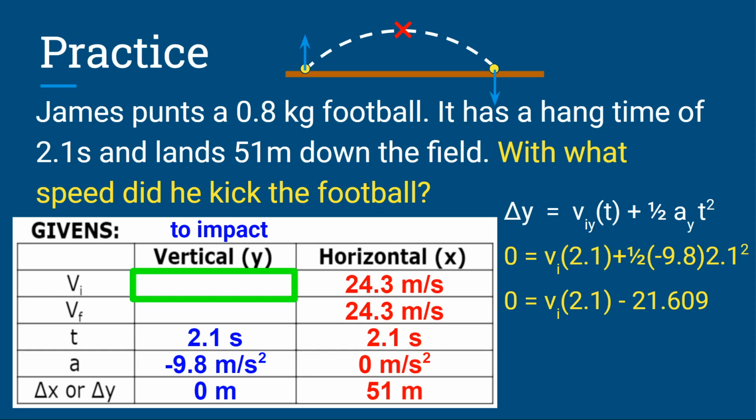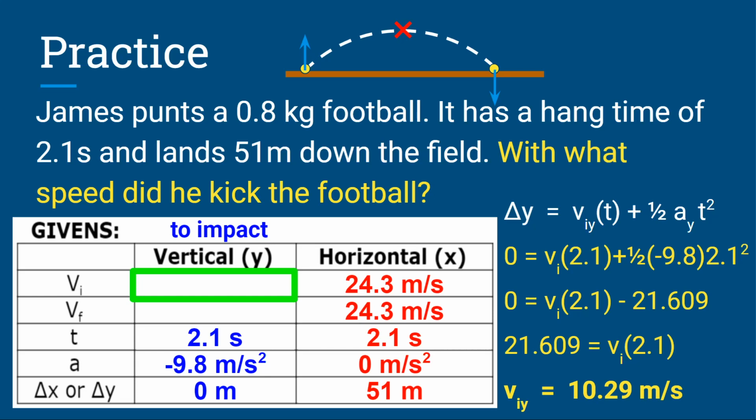If I want to solve for vi, I got to get it by itself. Right now it's being multiplied by something, but then there's also a subtraction step. Your first step algebraically is to move this. Please don't try to subtract these. They are not like terms. Your next step is adding 21.609 to both sides. That cancels it here, it moves it here, and now we have this: 21.609 equals vi times 2.1. My last step is going to be dividing both sides by 2.1 to get my initial velocity of 10.29 meters per second.